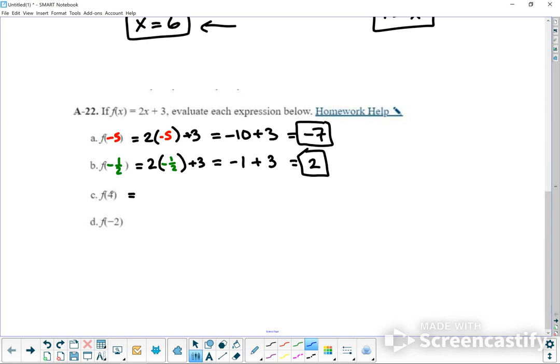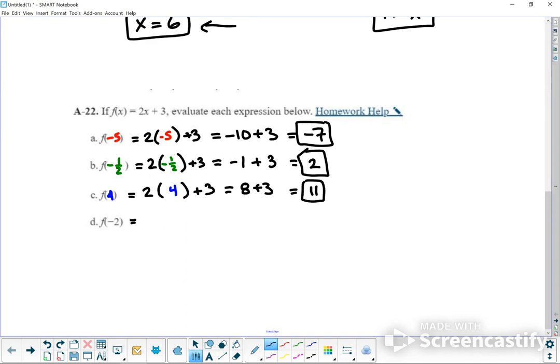I'm going to go ahead and use 4 in place of the x. So I'm going to use 2, and instead of x, I'm going to use 4 plus 3. So essentially, I'm just copying down everything here and everything here. The only thing I'm changing is the x's, which is going to be the negative 5, the negative 1/2, and the 4. 2 times 4 is going to give me 8 plus 3. That's going to be 11.